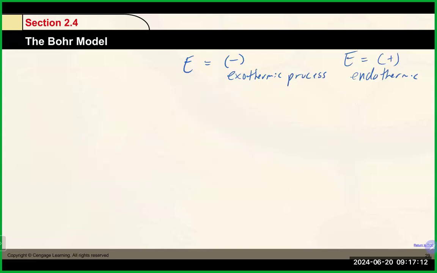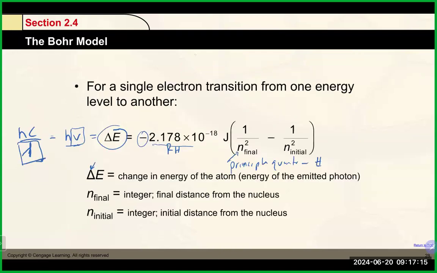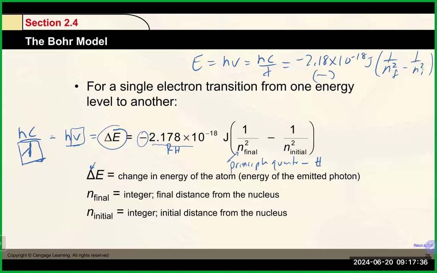Now, the importance of that is when you tie all these equations together: E is equal to h times frequency, or hc over wavelength, or minus 2.18 times 10 to the minus 18 joules, times 1 over n squared final minus 1 over n squared initial. You may hit a negative number for energy, but you may then use that energy value to calculate something like wavelength or frequency. Both of those numbers should always be positive numbers.